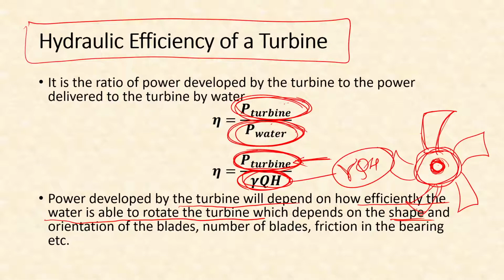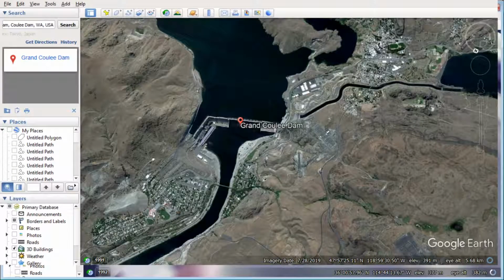So this is all about the head, power and efficiency of turbines. Now, just to give you some idea of how they are practically implemented in real life, let's show some examples.